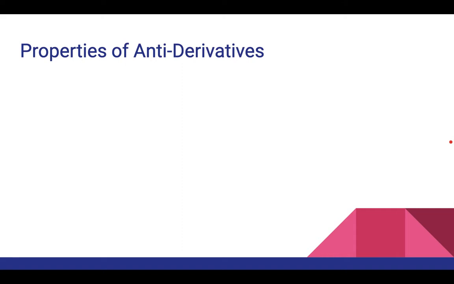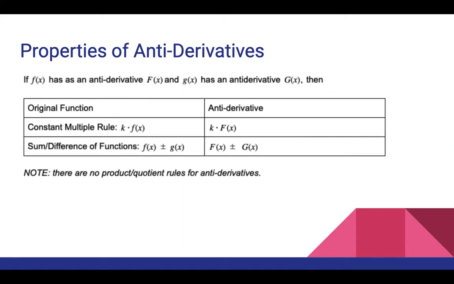So, properties of antiderivatives. If a function lowercase f has an antiderivative big F, and g of x has an antiderivative big G, then the following holds for our functions. The constant multiple rule: if we have k times lowercase f of x, then the antiderivative is going to be k times uppercase F of x.